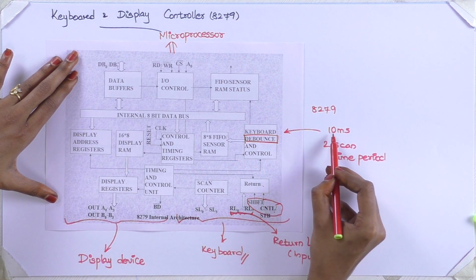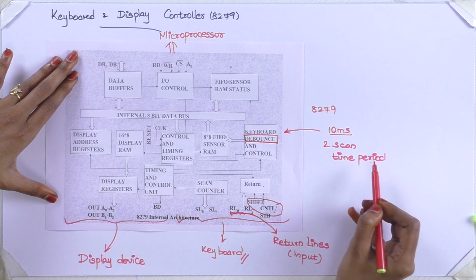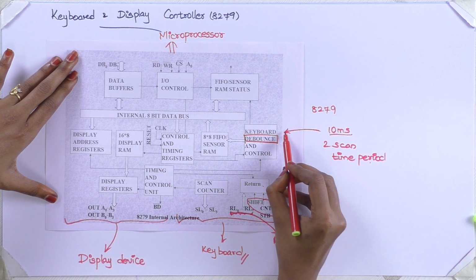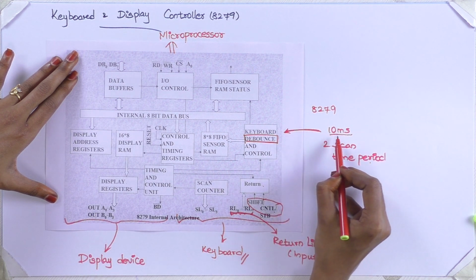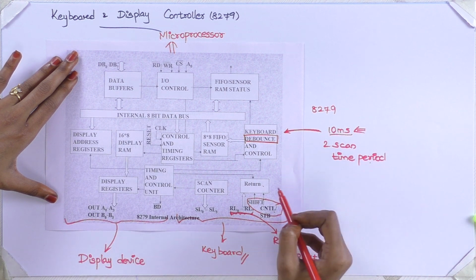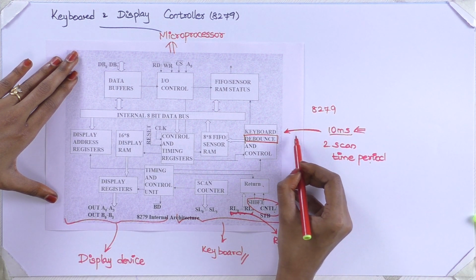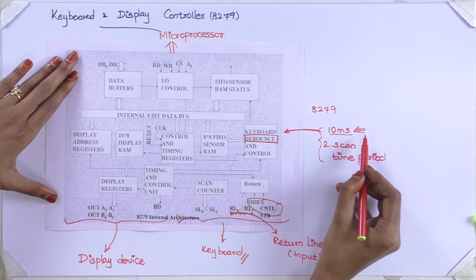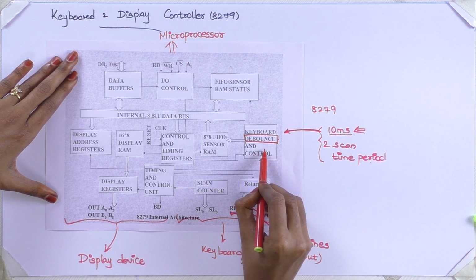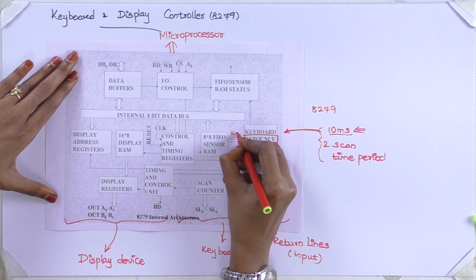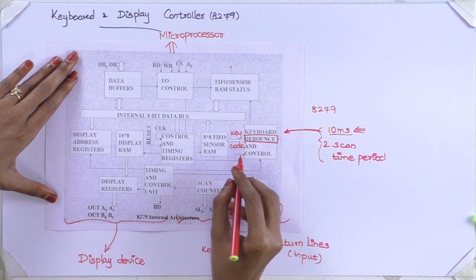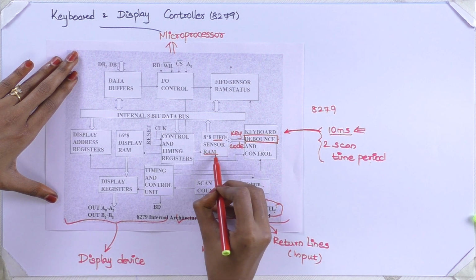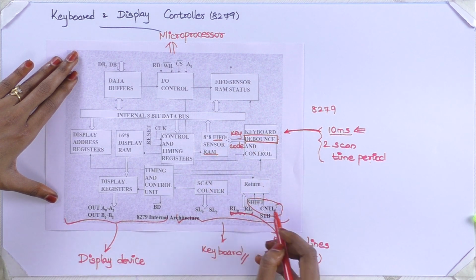So 10 microseconds, which means 2 scan time periods, to look into whether the key has been pressed for that time or not. Within that time, if the key has been pressed for 10 microseconds, the key will be recognized. Looking for 10 microseconds is called key debounce. If that key is pressed for 10 microseconds, it will be recognized and the key code will be stored in the RAM memory, the FIFO RAM, first in first out RAM. So this is how it happens.